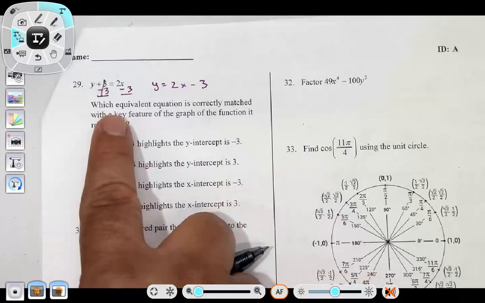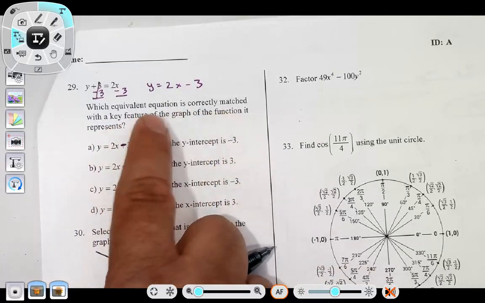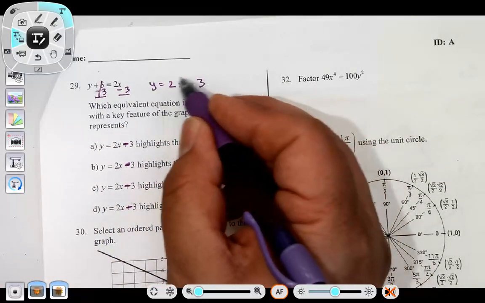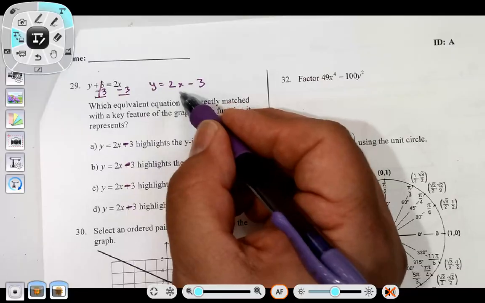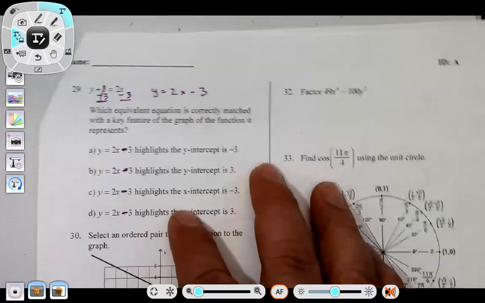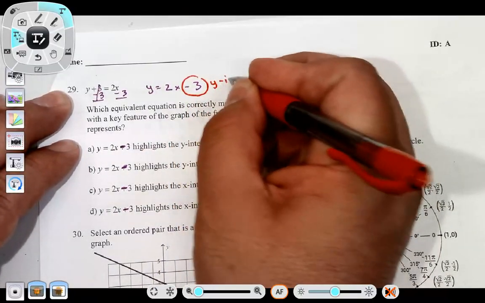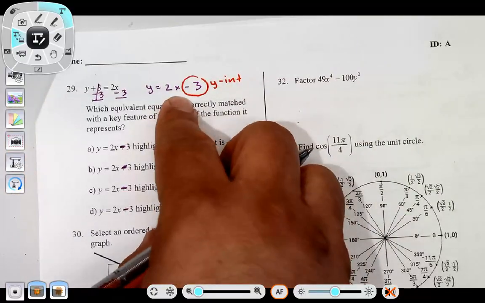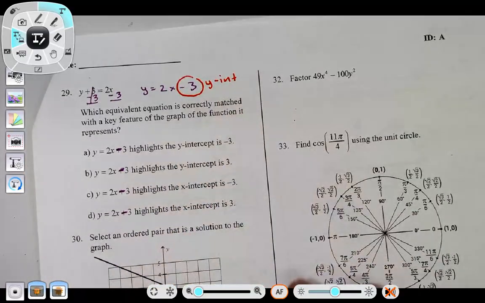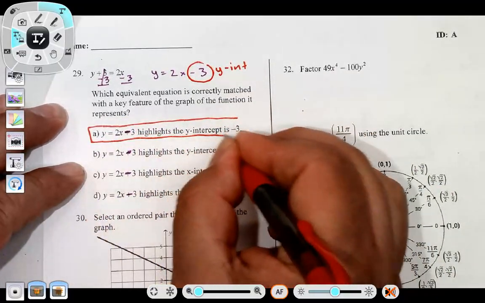Now, the question is saying, which equivalent equation is correctly matched with a key feature of the graph of the function that it represents? Well, again, there is no parentheses, so nothing has been factored. That means this is considered standard form. And the only thing that standard form can ever give me is, of course, the y-intercept. It's the only thing that standard form, yes, even for linear equations, can give me. So my y-intercept is -3, which means here is the only answer we should be picking.